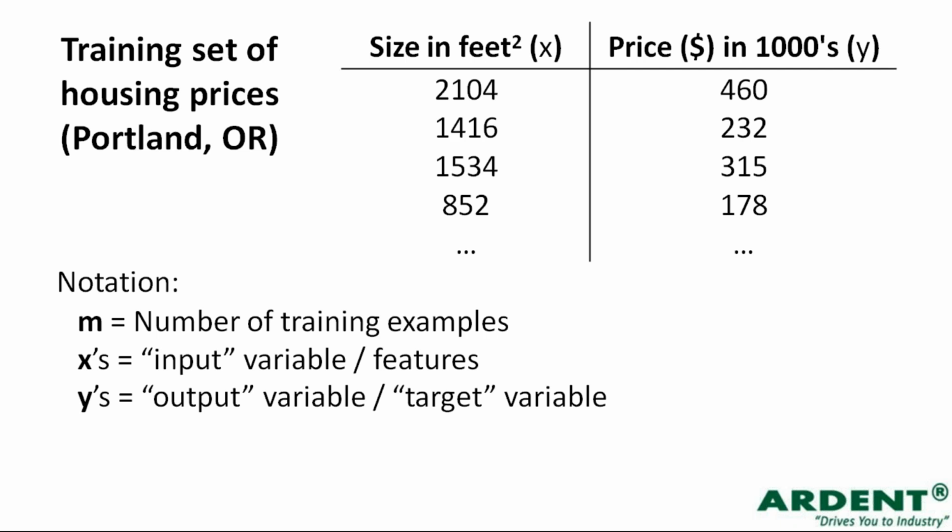So can we say that the size in feet column is our feature column, and the price in dollars is our target column? Yes, sir. Here M represents the number of training examples, X is the input variables or features, and Y is the output variable, target variable, or label. Right?